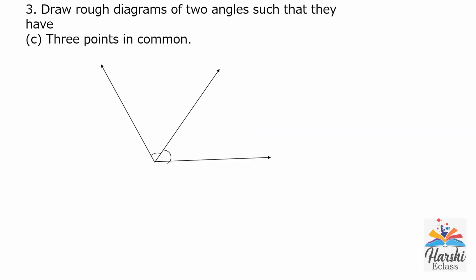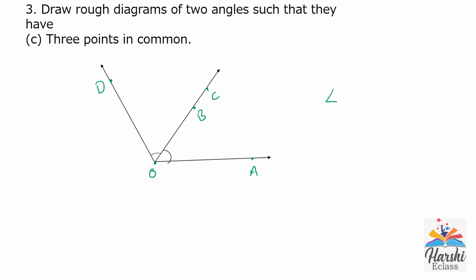C1, 3 points in common. For that, draw 3 rays and label the common point as O. The initial point is O: ray OA, ray OC and ray OD. 3 rays are there. But on ray OC, there is another point also, that is B.